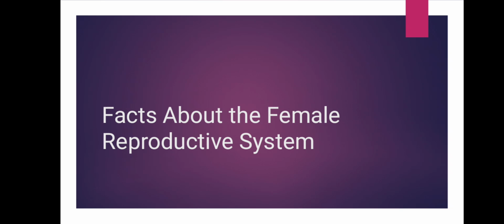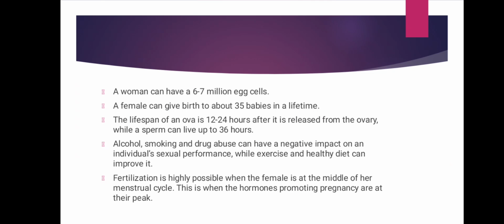Now let us go on to the facts about the female reproductive system. A woman can have 6 to 7 million egg cells during fetal life. A female can give birth to about 35 babies in a lifetime. The lifespan of an ova is 12 to 24 hours after it is released from the ovary, while a sperm can live up to 36 hours.